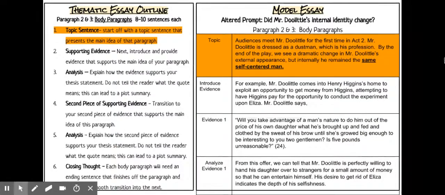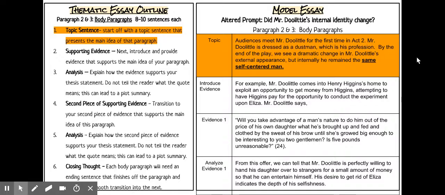The first box is going to be your topic sentence. A topic sentence just pretty much presents the main idea of your paragraph. So your main idea is going to be, did Eliza Doolittle's internal identity change from the beginning to the end? Did she remain the same? Did she change? And you need to provide a specific internal identifier that either changed or remained the same.